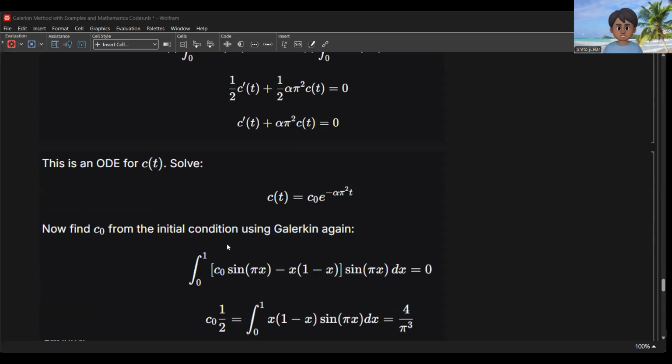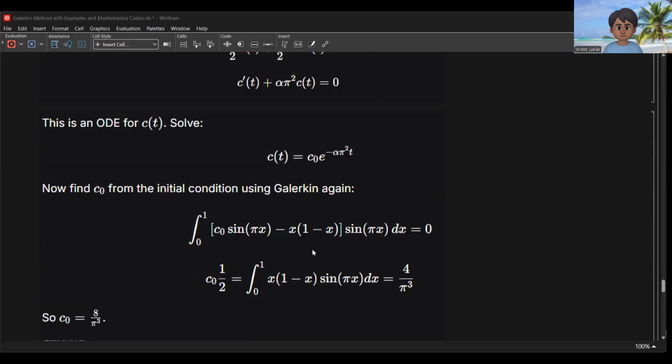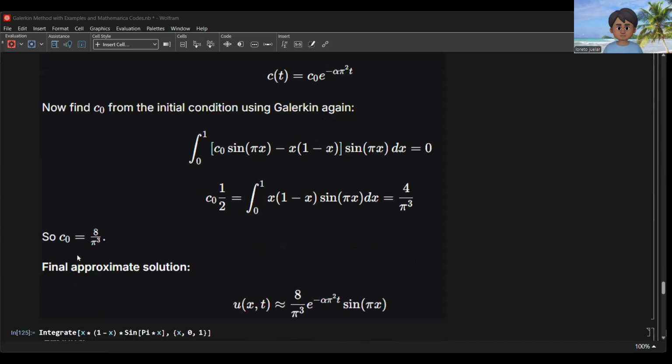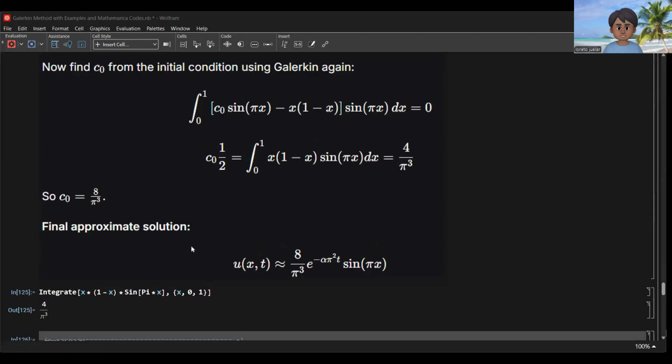Now find c sub 0 from the initial condition using Galerkin again. So from the initial condition, on the left side we have c sub 0 over 2, equal to the expression, which is 4 over pi cubed. So c sub 0 is equal to 8 over pi cubed. So the final solution here is this one.